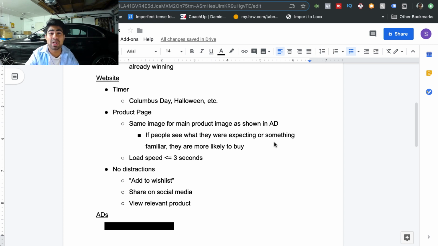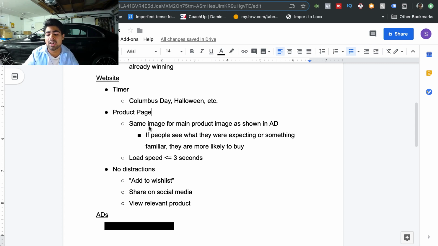If they see one image on the product advertisement, and then when they come onto your product page they see something completely different, an image which may not even be for the same product as the one advertised, they lose interest very quickly. So it's always best to use the same image that you use for ads on your product page as well. Again, this is something I noticed in my own experience. This may be different for you.